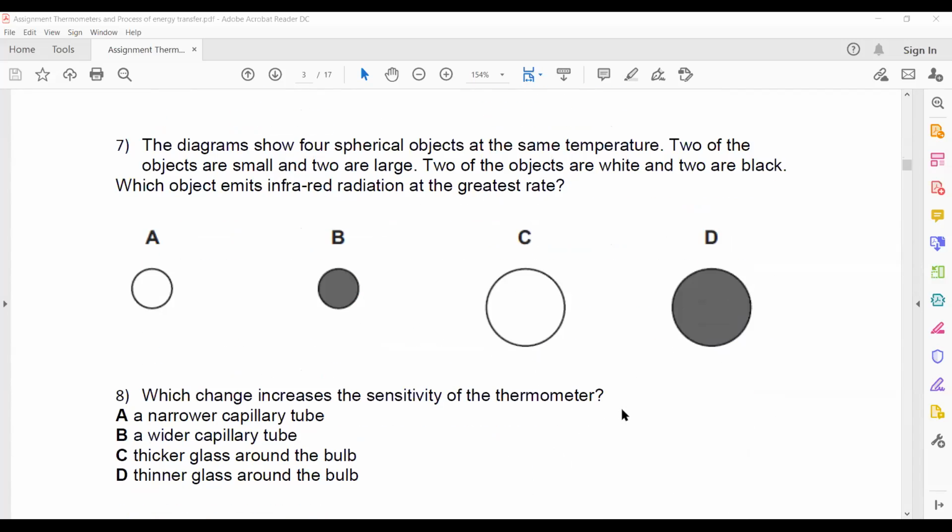The diagram shows four spherical objects of the same temperature. Two of them are small and two of them are large. Two of them are white and two are black. Which object emits infrared radiation at the greatest rate? Dull and dark surfaces are good absorbers and good emitters. So B and D are the dull surfaces, so definitely they are good. But you can see a large size, so it will also be a good emitter compared to small size.